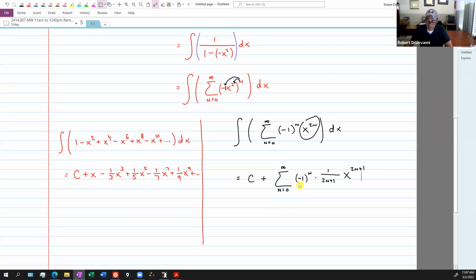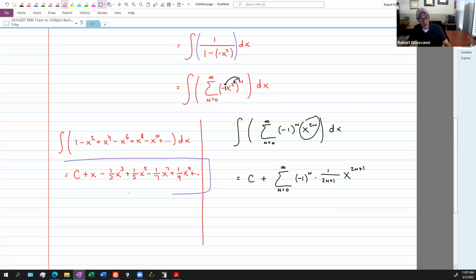If we let n be 0, negative 1 to the 0 is going to be 1. Then if I plug 0 in for n here, we should just get x, which would match the first term here. When we plug in 1, we should get a negative, and then we should get a 3 here, and we should get an x cubed there. So that should be this term. And then it'll continue. So they match up.